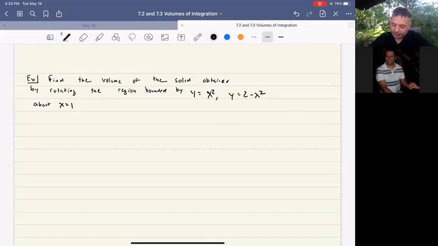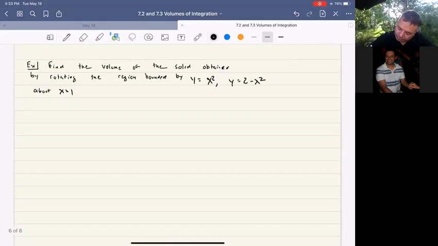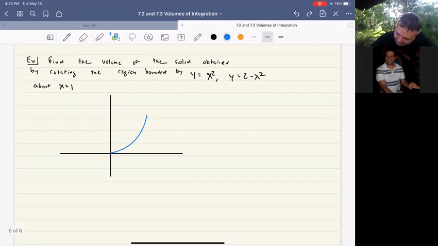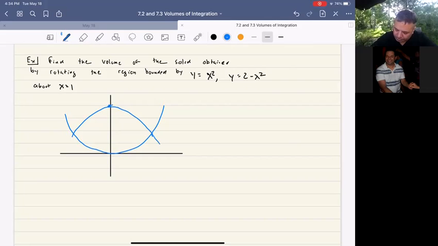Okay? So, y equals x squared. Y equals 2 minus x squared, about the line x equals 1.